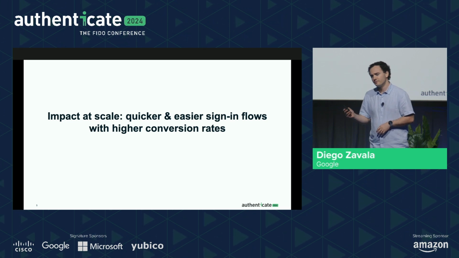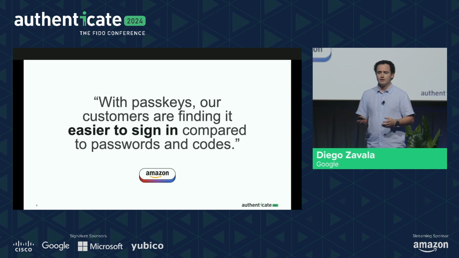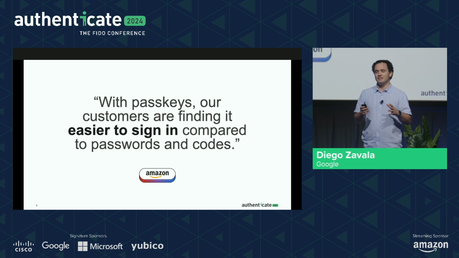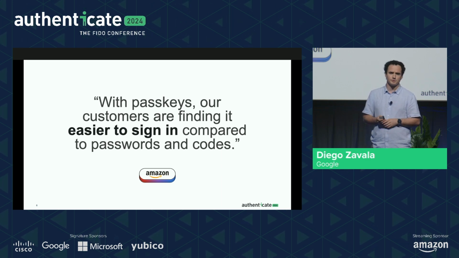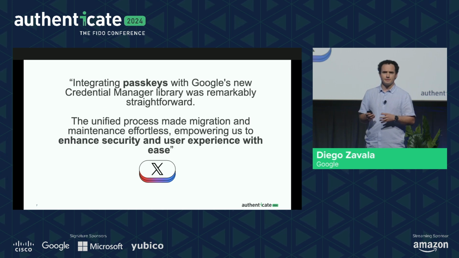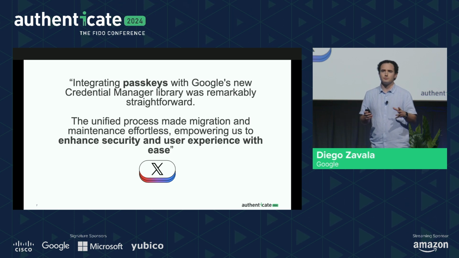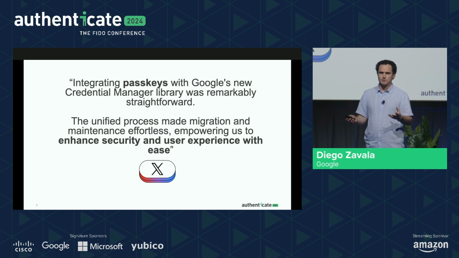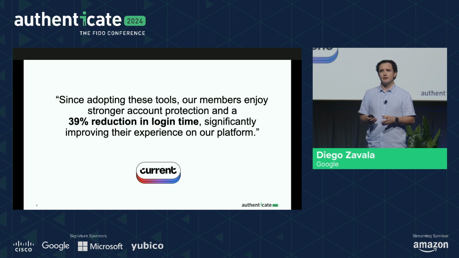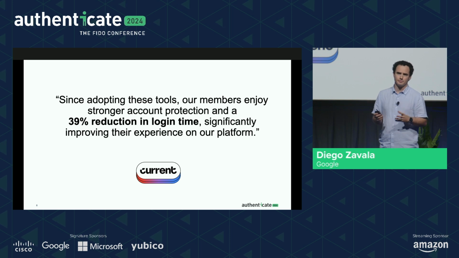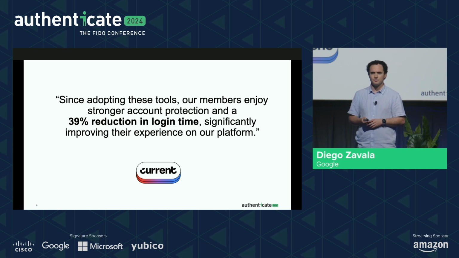When deploying Passkeys, they get quicker and easier signing flows, which drives higher conversion rates, which in turn directly benefits their business goals. So for example, this is happening in e-commerce. Amazon has rolled out Passkeys to their users, and they shared that their users are finding it easier to sign in with Passkeys than when using passwords and codes. Similar benefits were reported by X, the social media company, who told us that Passkeys had allowed them to enhance both the security and the user experience at the same time. Current, a US-based fintech, reported that Passkeys were behind a 39% reduction in login time, which is a significant improvement, allowing their users to get access to their accounts easier.